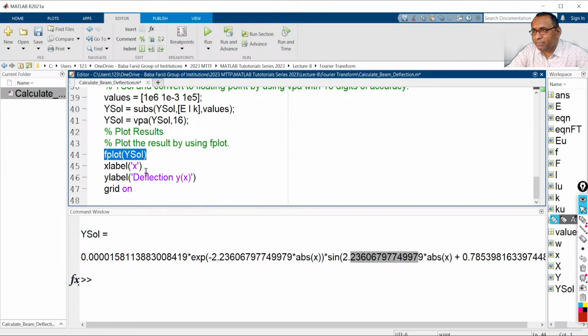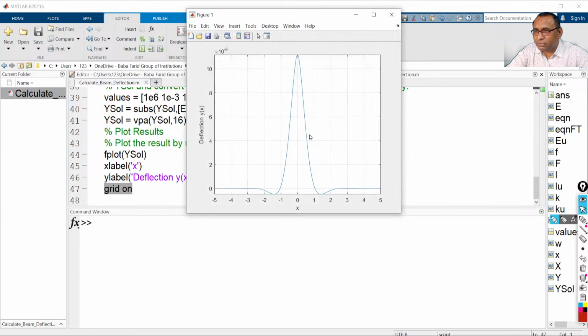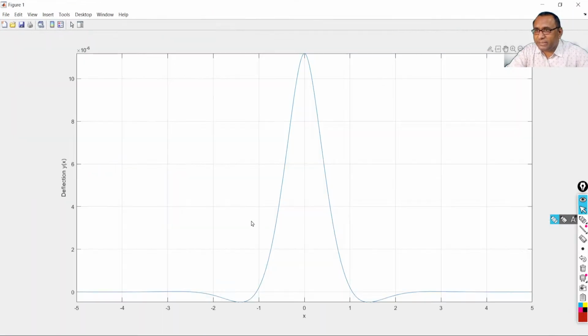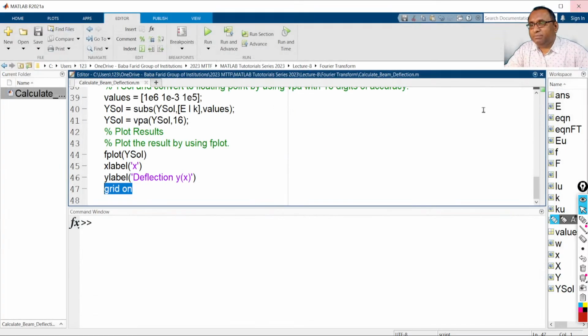Here you can see this is the x label, this is the y label, and grids are on. Okay. So when I execute this sequence of statements, you can see this is the graph of the solution of the given differential equation. So this is the simple process.